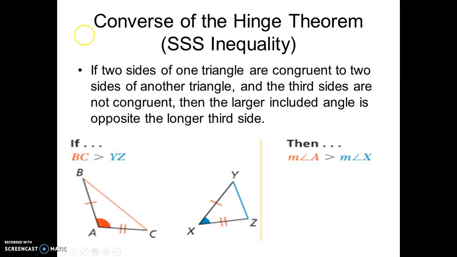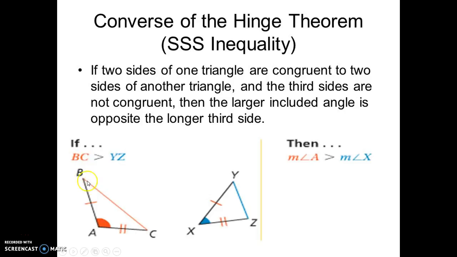So, alright, then next we have our second and last theorem, the converse of the hinge theorem. It's the SSS inequality. The other one was the SAS inequality theorem. So let's go through this. If two sides of one triangle are congruent to two sides of another triangle, and the third sides are not congruent, then the larger included angle is opposite the longer third side. So again, we start off with two sides congruent, one tick mark, two tick marks, one tick mark, two tick marks. And now here's the difference though. It's the converse, so it's flipped.